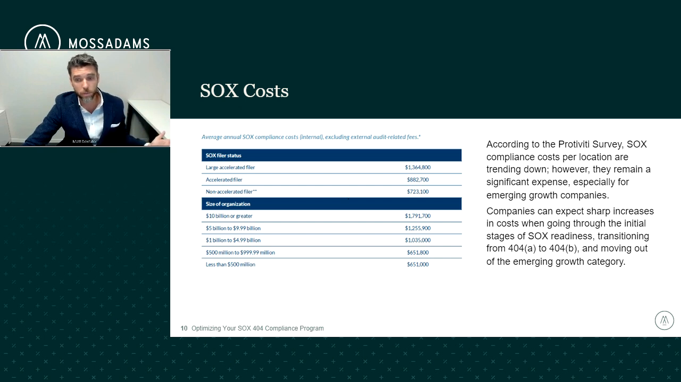As mentioned here, there's some significant cost spikes during transitional years, going from 404A to B, or moving out of the emerging growth category, which we'll talk about here in a second.